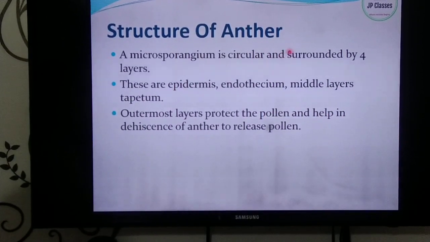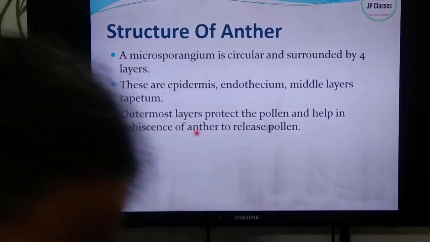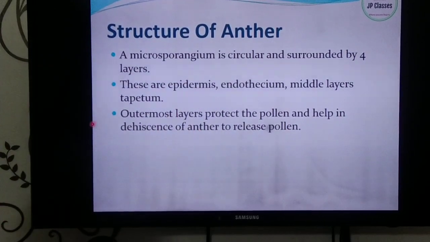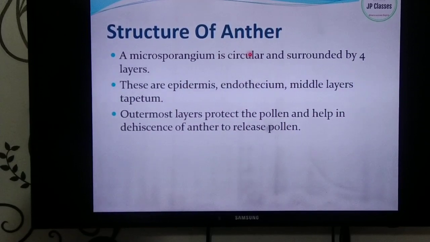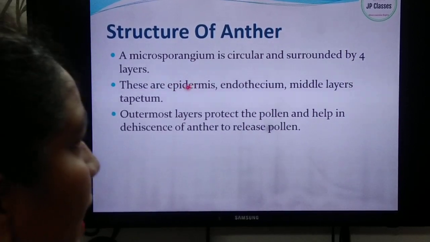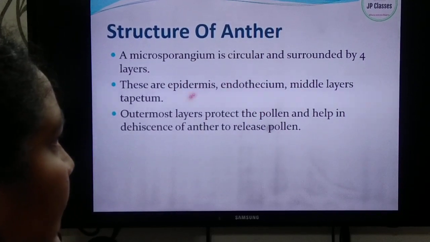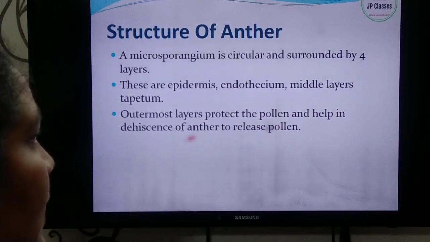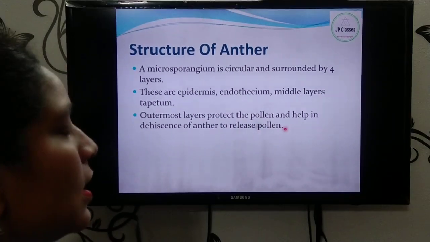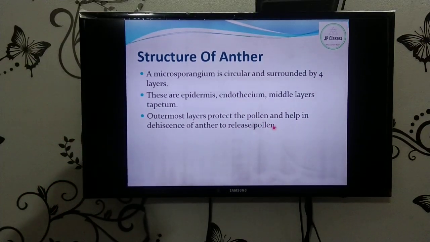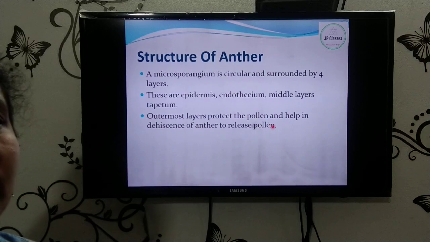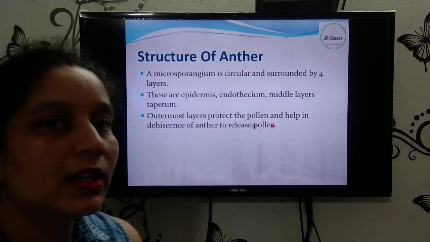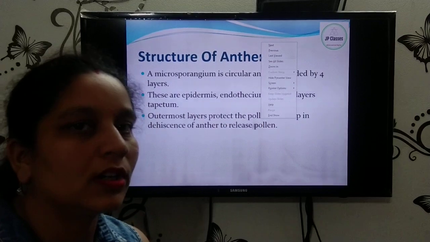Now each microsporangium is circular. I have shown you in the previous slide the diagram of this one. A microsporangium is circular, surrounded by the 4 layers. These layers are, starting from the outer one, epidermis, endothecium, middle layers and tapetum. The outermost layers protect the pollen and help in the dehiscence of anther to release the pollens. मतलब जो आपकी बाहर वाली layers होती हैं, जो protective in function होती हैं, जब ह्यूमिडिटी कम होती है तो वो डेहिसाइज करती है, pollen grains को रिलीज करती है.